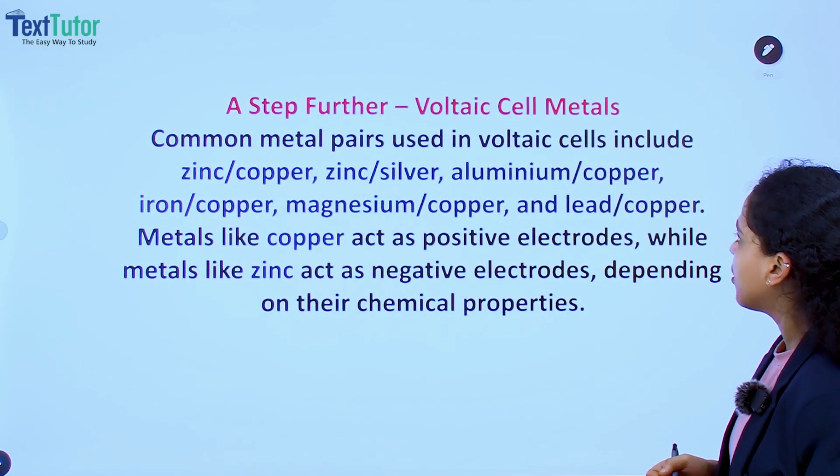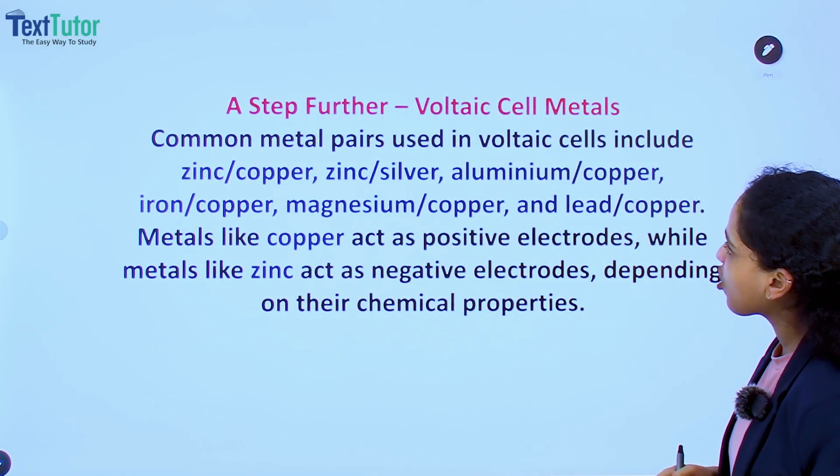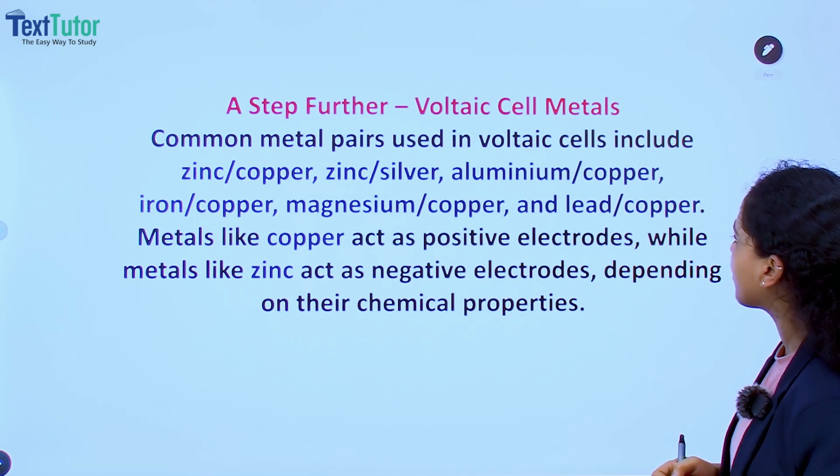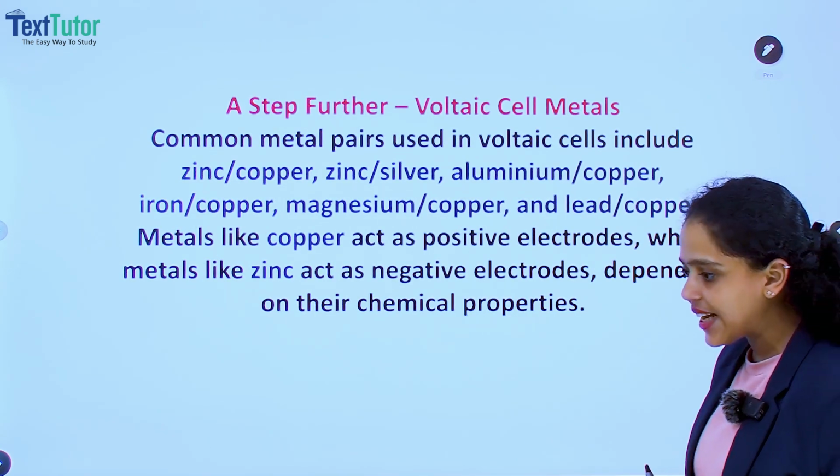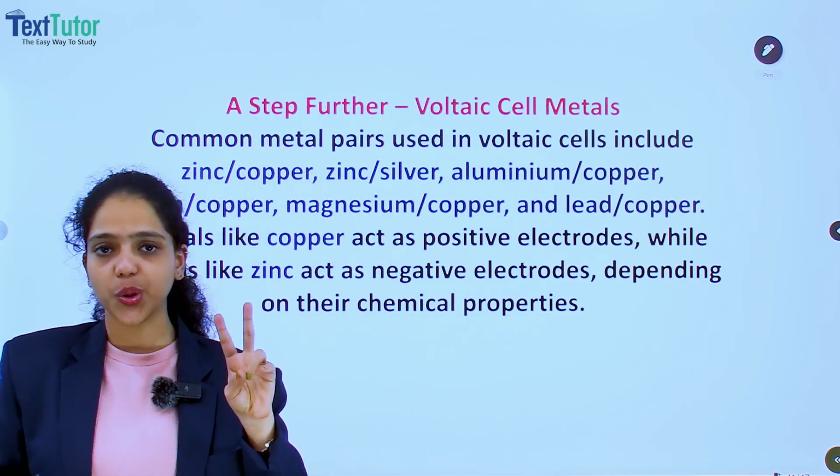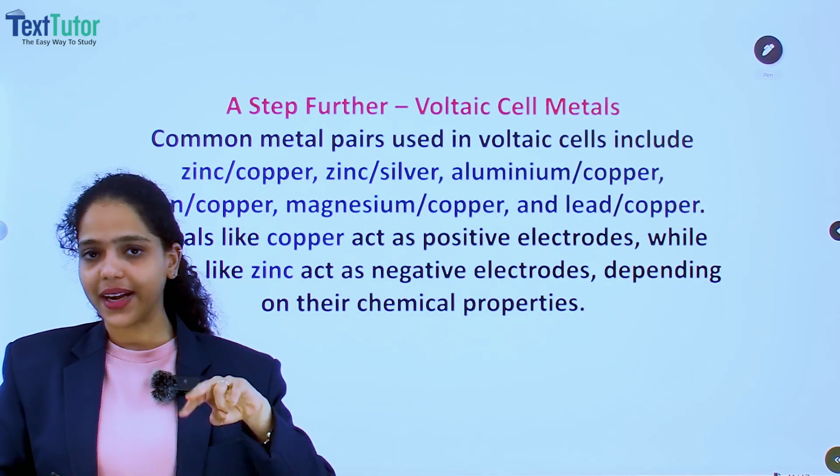A step further, voltaic cell metals. Common metal pairs used in a voltaic cell include... We said that there should be two electrodes, electrode 1 and electrode 2.